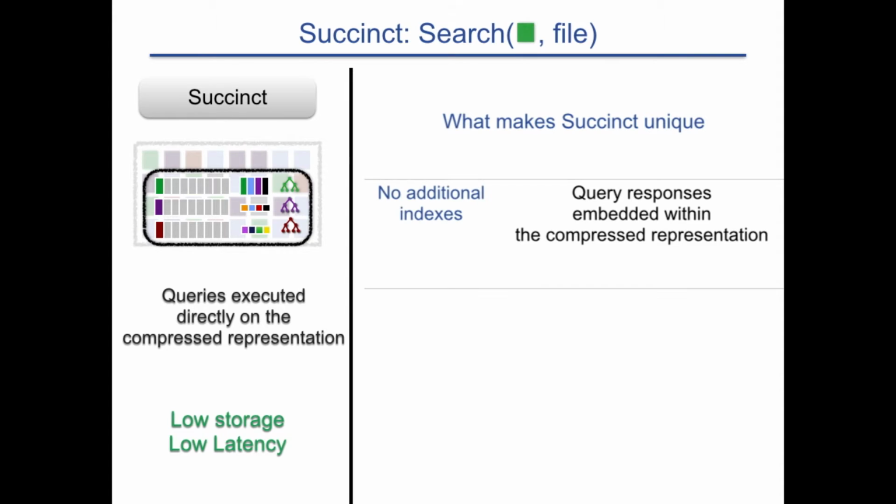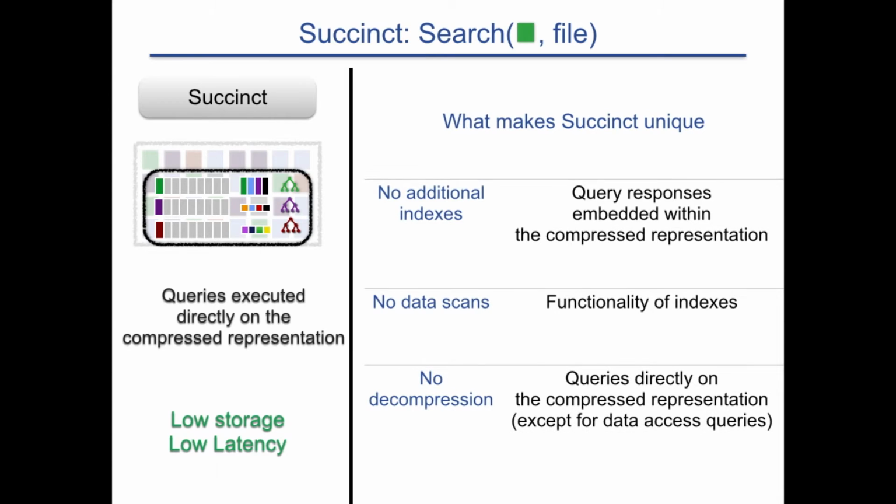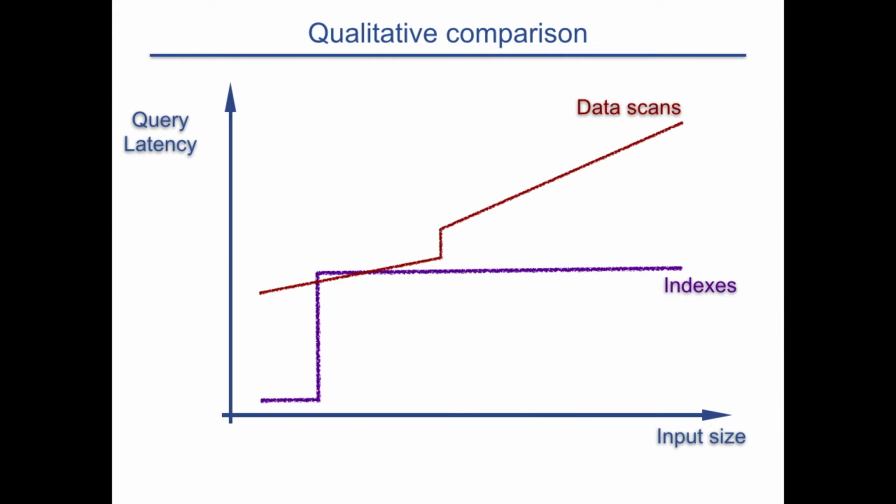So why is Succinct nice? Because we don't have to store additional indexes, which are considered a pain. We don't do data scans. We are essentially providing the functionality of indexes without actually storing any additional indexes. And we don't do data decompression, okay? Unless you want to read the entire data or you want to do data accesses.